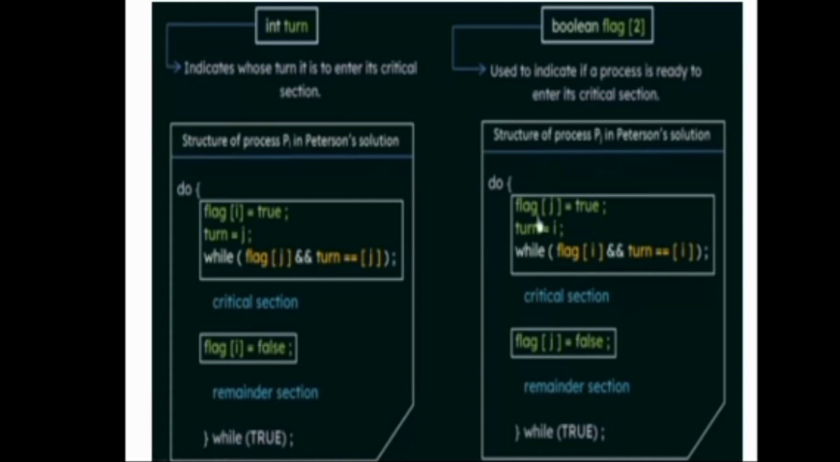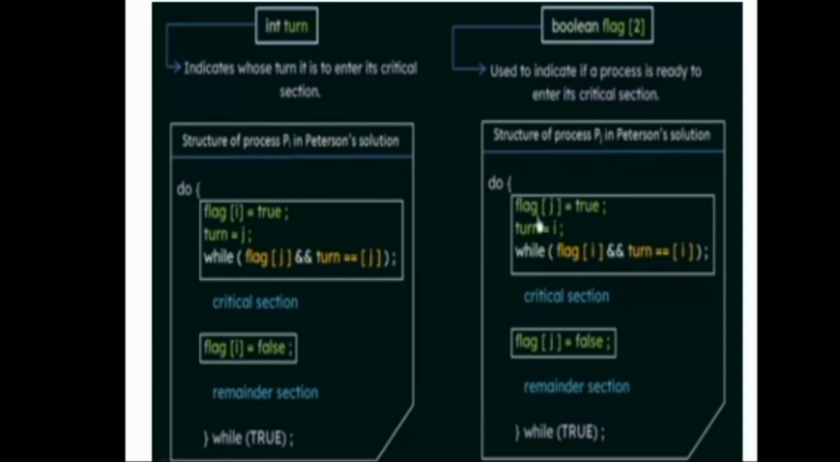See that algorithm: first int turn and boolean flag. First we will see the structure of process Pi in Peterson solution. This is the process of Pi and this is the process of Pj. First Pi: do while loop, and flag of i is true. That means flag of i is true, so process Pi only is executing now. Next, turn equal to j. Listen here, two data items are there, flag and turn. If one process is true and next turn equal to j, then the Pj process is also ready to execute.